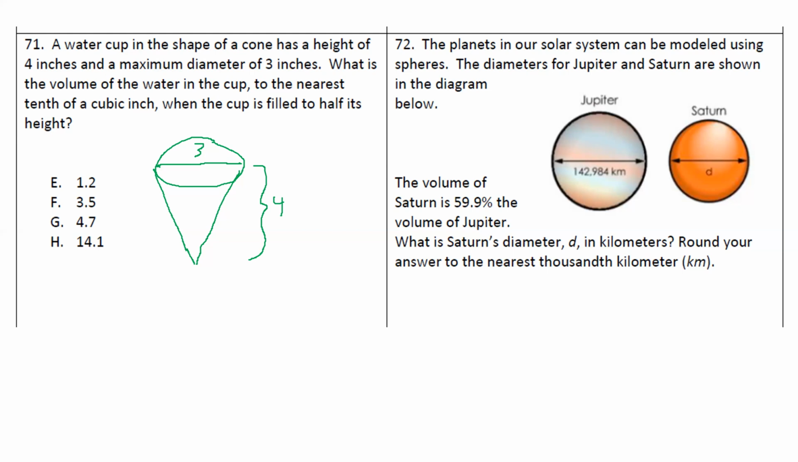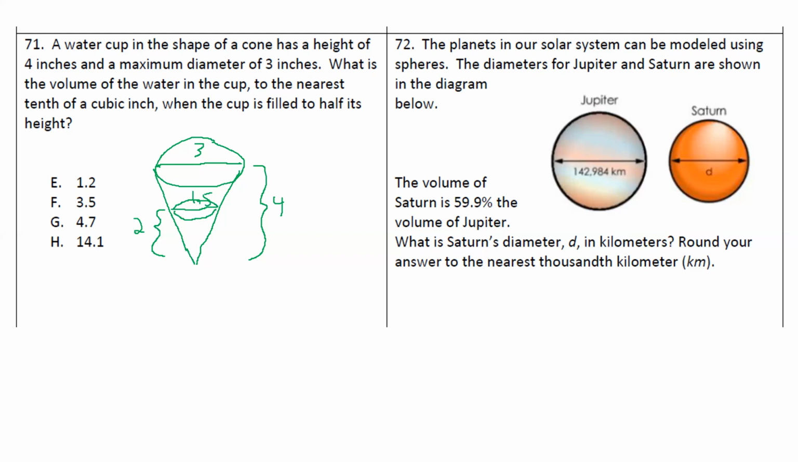So they did say that it is filled only half the height. So we don't need to use the whole height. We're only going to here. That's how much water is in here. So the height here is actually only 2. As for our diameter, what's our diameter now at half the height? It's also going to be half.